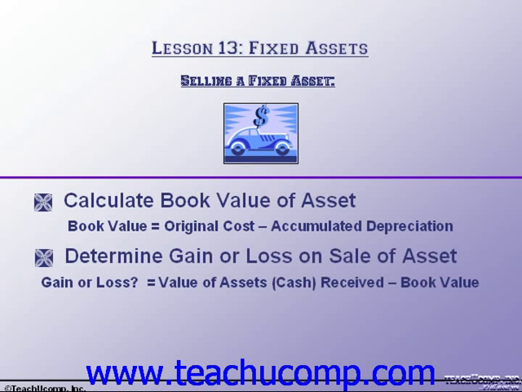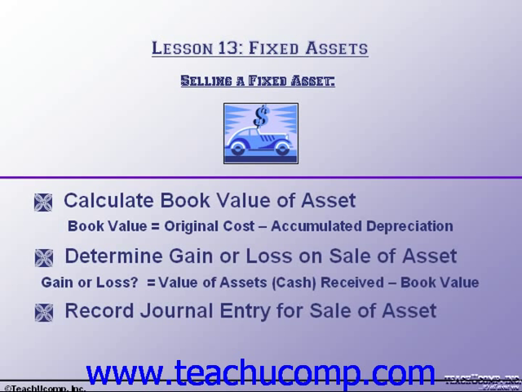The next step is to record the journal entry for the sale of the asset. This entry changes depending on whether or not there is a gain, loss, or no gain or loss on the sale of the asset. However, the entry always removes the original cost and associated accumulated depreciation of the asset, and then recognizes the cash or other asset value received for the sale.